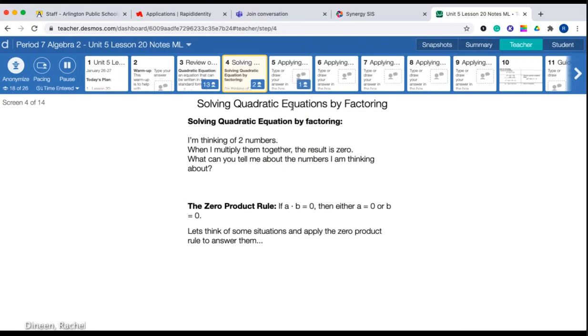So, solving quadratic equations by factoring. I'm thinking of two numbers. When I multiply them together, the result is 0. What can you tell me about the numbers I'm thinking of? You can go ahead and unmute yourself, or put it into the chat. Two numbers, when I multiply them together, the result is 0.